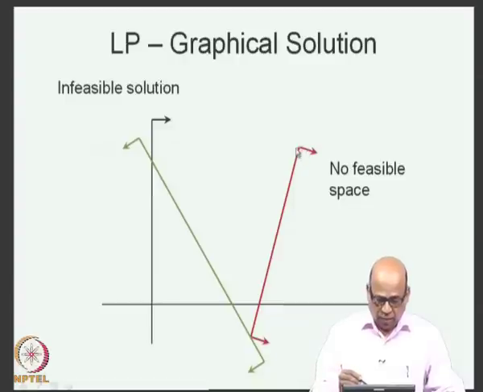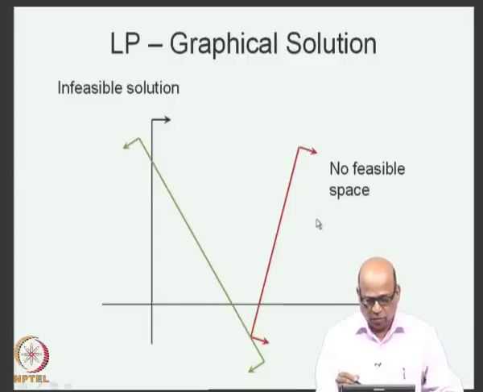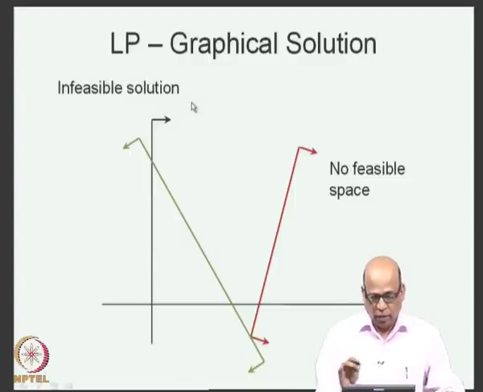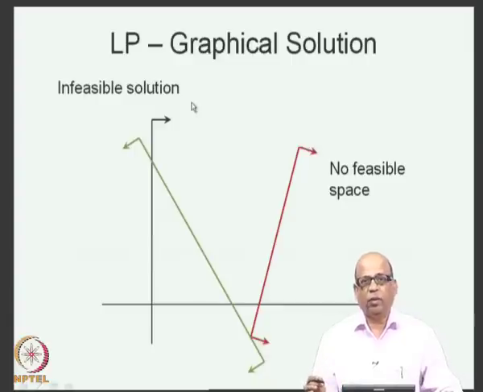So, you may have a constraint which says you look at this direction, another constraint which says you look at this direction, which means that to satisfy this constraint you should be in this region, to satisfy this constraint you should be in this region. Therefore, there is no region where you can satisfy both of these simultaneously, and therefore, there is no feasible space possible. Such problems are called infeasible problems, or the solutions are infeasible.